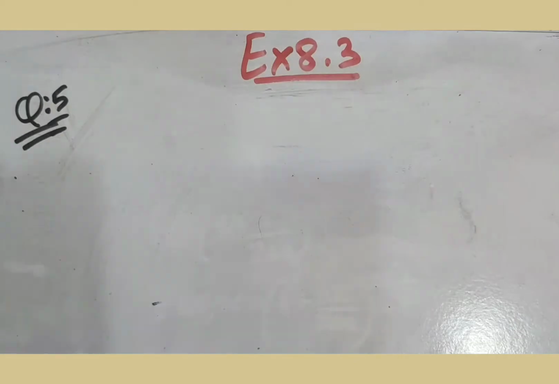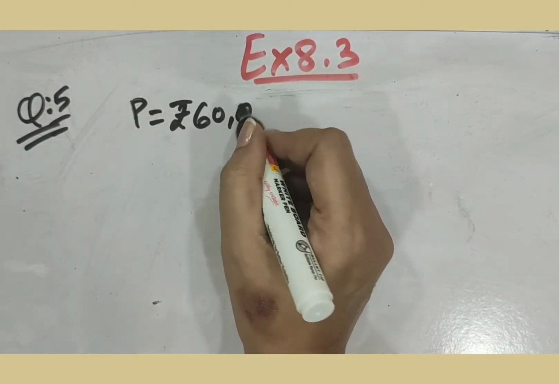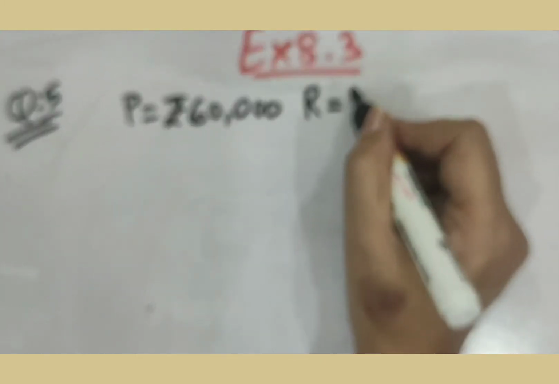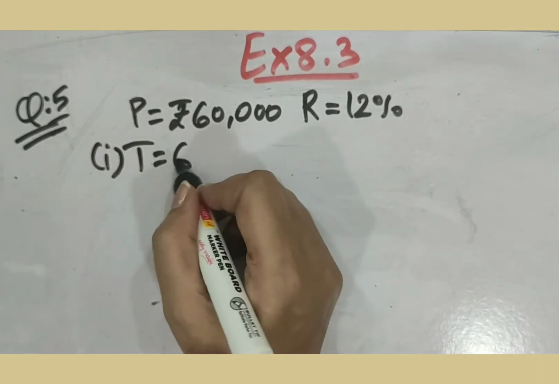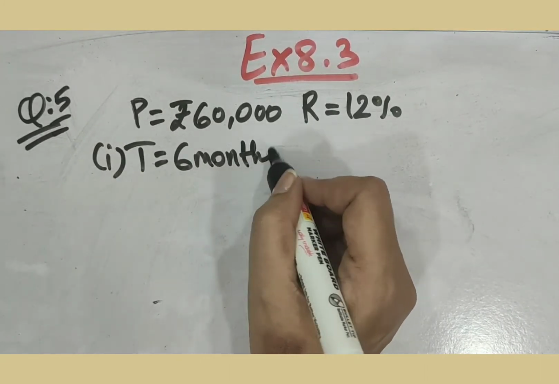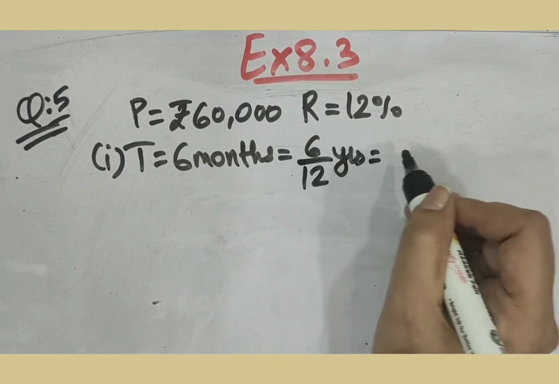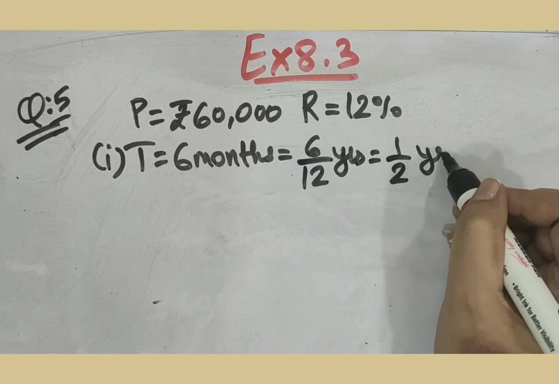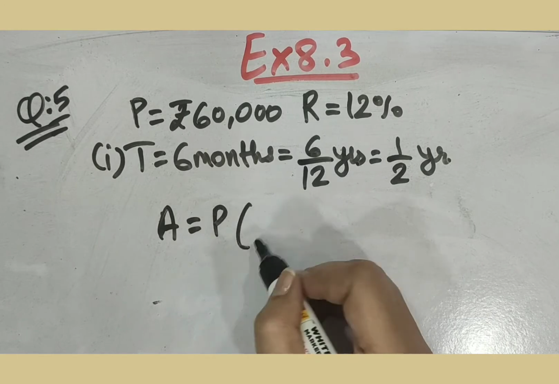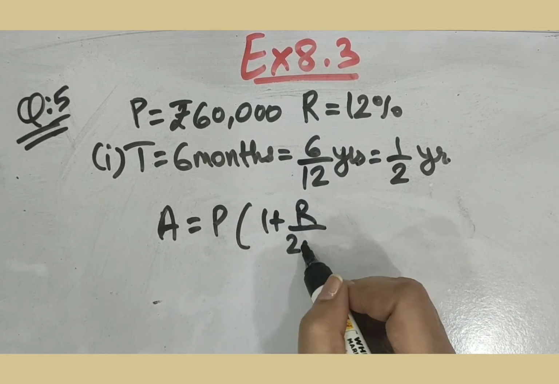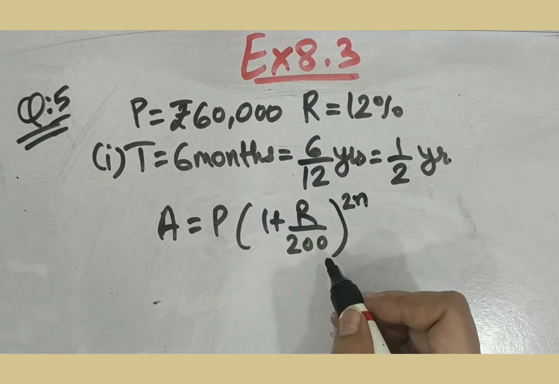So let us calculate. So now here our principal is rupees 60,000, rate is 12%. Now let us calculate for the first time period. First time period is 6 months. So if I convert into years, it will be 6 upon 12 years. That will be 1 upon 2 year. So let us use the formula. A is equal to P into 1 plus R upon 200 whole raised to 2n, as it is half yearly. So we will use this formula.